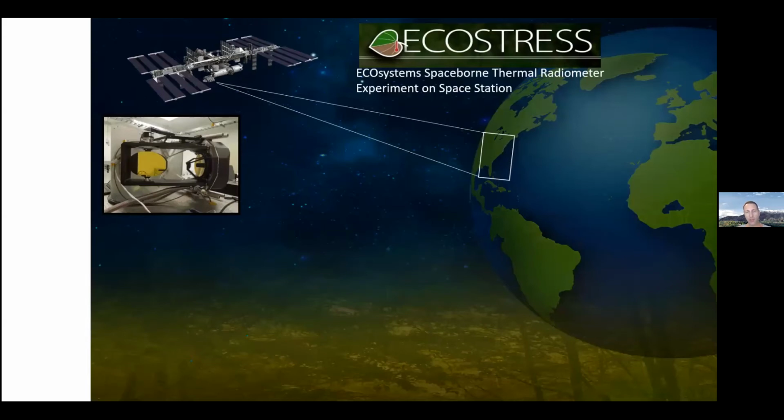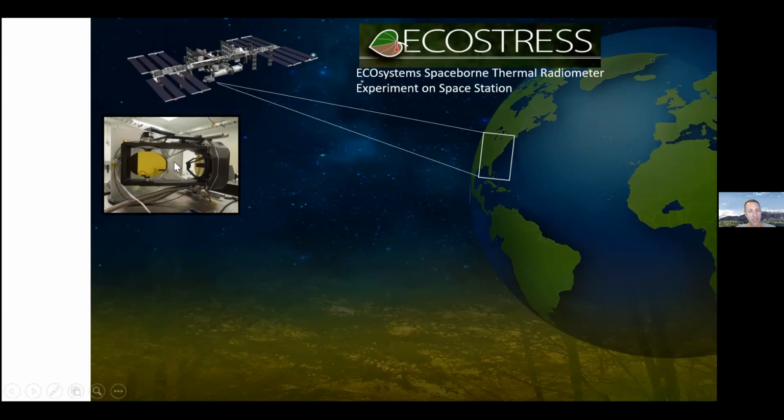So speaking of Ecostress, it stands for the Ecosystem Spaceborne Thermal Radiometer Experiment on Space Station. And so it's obviously on the International Space Station, as you can see in the image, along with a couple of other NASA instruments, on a module called the Japanese Experimental Module. And you can see an image of the actual instrument on the left there at JPL while it was going through a testing phase.